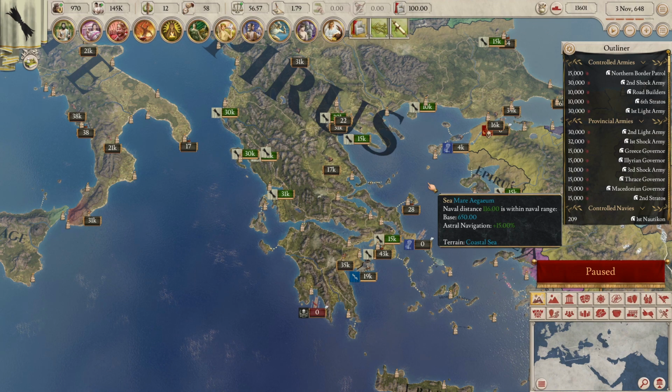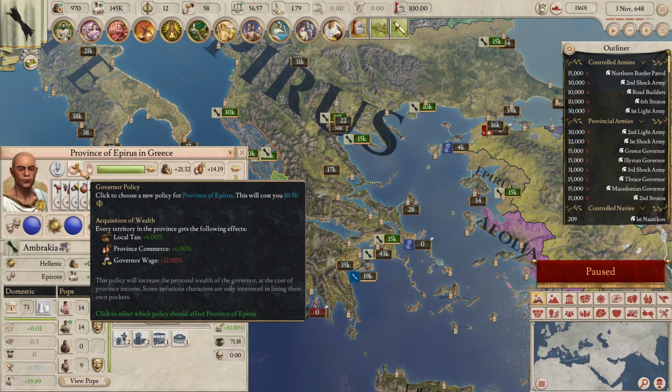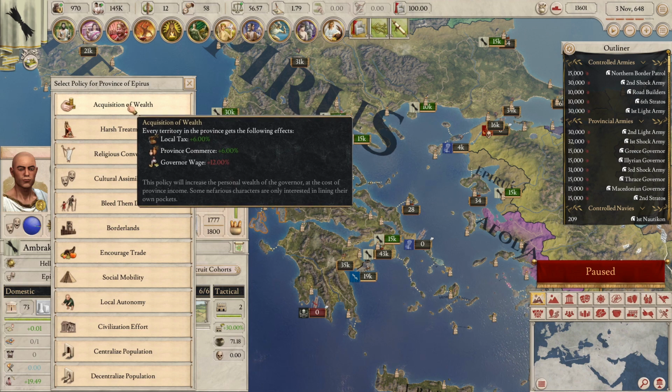Now that we've gone through the basics of what a governor policy is and where it actually acts, we're now going to go through every single governor policy in the game and tell you what it does. The very first governor policy is the one of acquisition of wealth. This one is pretty straightforward. It increases the local tax and province commerce while increasing the monthly wage of a governor.